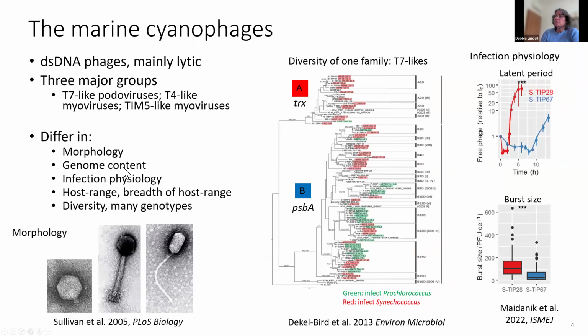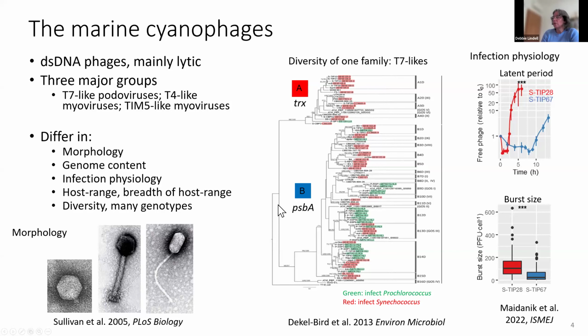So the marine cyanophages, as Marcie told you, are double-stranded DNA phages. Most of the ones we all work with are lytic. There are two major families, the T7-like podoviruses and the T4-like myoviruses. There are other types, including TIM5-like myoviruses, and I will speak about these in today's talk. Also, as Marcie has already told you, they differ in morphology, in their genome content, in their infection physiology, and in their host range, and in fact, the breadth of their host range.